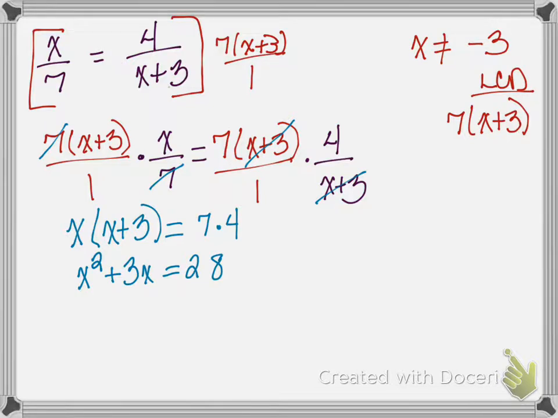Okay. x squared plus 3x equals 28. Now, because we are solving a quadratic, what do I have to set it equal to? 0. So I've got to subtract 28 from both sides. Okay, so I am subtracting 28 from both sides. So I get x squared plus 3x minus 28.